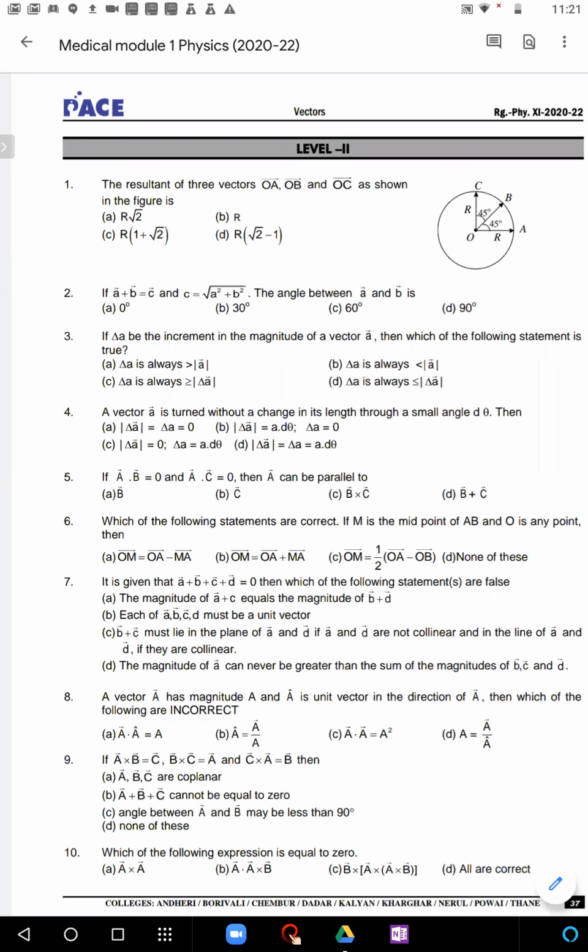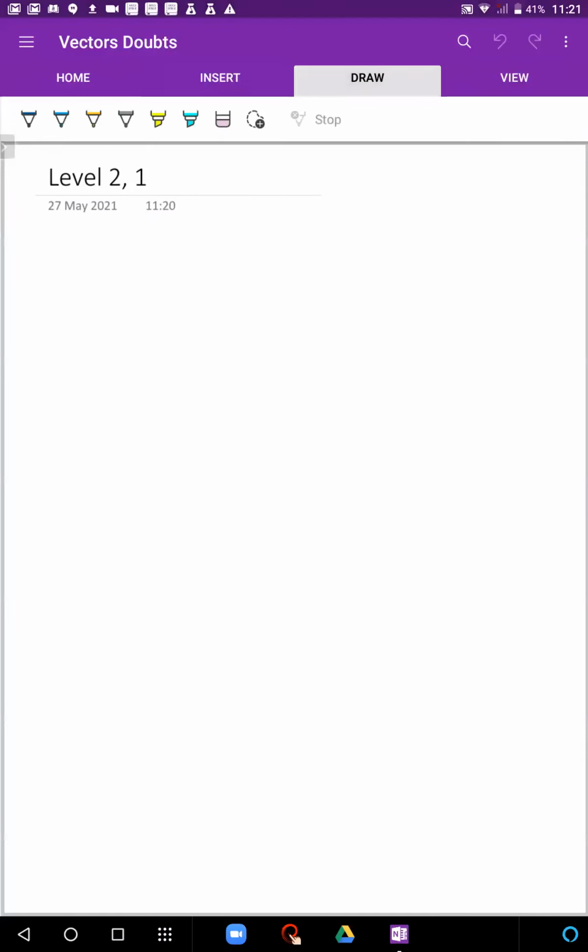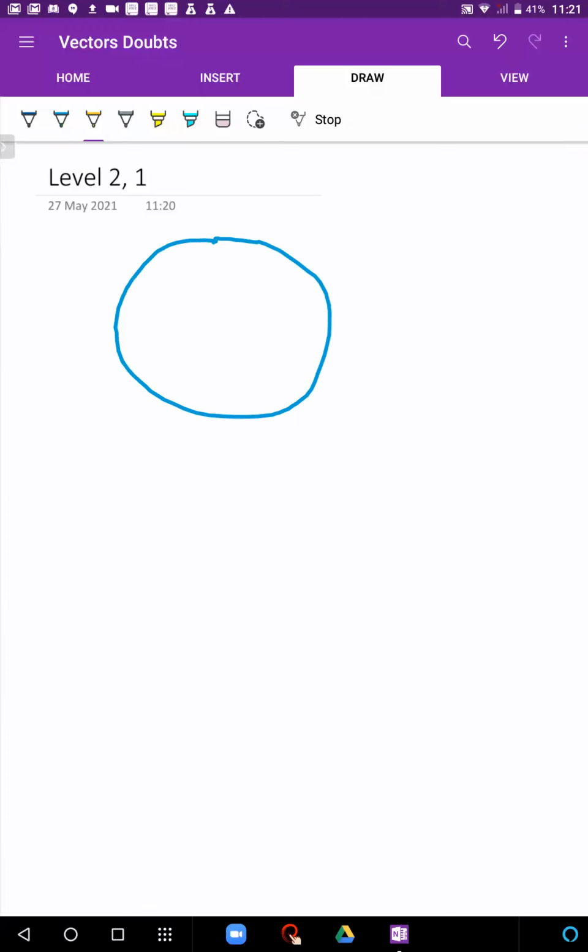Resultant of three vectors OA, OB and OC are as shown. तो यार ये इसको करने के बहुत तरीके हैं. Just stick to one maybe. इसमें actually you can see, either you can take components and add them, all right, or you can maybe just use parallelogram law.